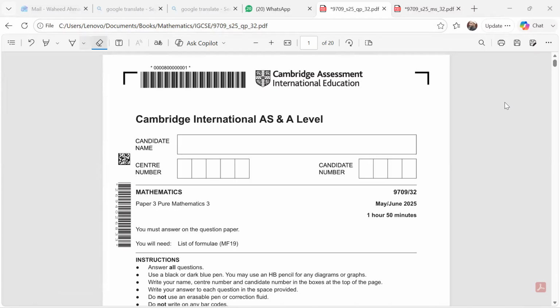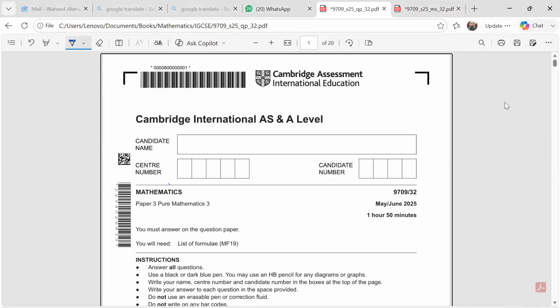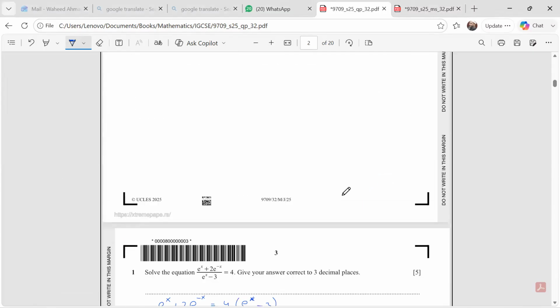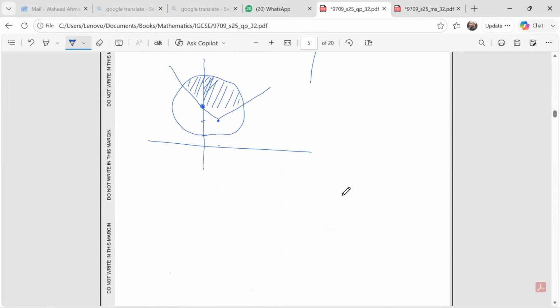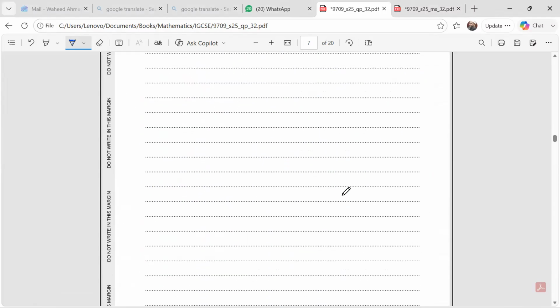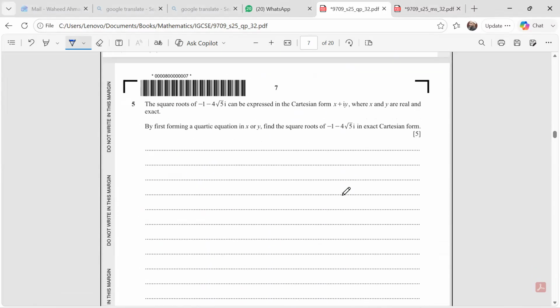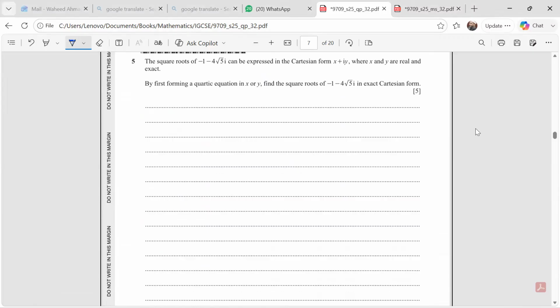We have been solving these past papers. Right now I have this mathematics paper 3, pure math 3, from May/June 2025. We have already solved, I believe, 5 questions. You can check my previous videos. So we will go to question number 5. Yeah, four, we have solved 4 questions. Okay, so this is question number 5.